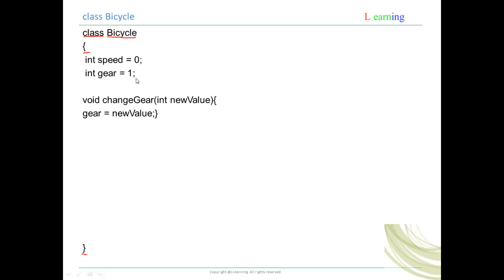Now we have defined one function, change gear. In change gear, we are passing a value, and that value is getting assigned to the gear. So let's say we pass the value 2 over here. Then the gear will equal the new value, that is, gear will become 2. So we are changing the gear. Speed up: we are incrementing the speed. So speed equals speed plus increment.